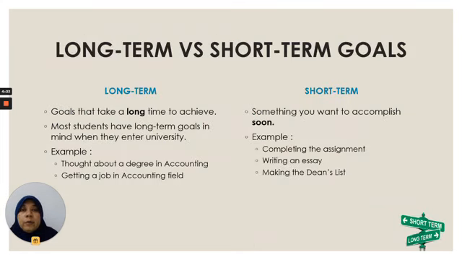So here's the difference between long-term and short-term goals. For the long-term, these are goals that take a long time to achieve, especially 2 or 3 years, or longer than that. So most students have a long-term goal in mind when they enter university. For example, they thought about a degree in accounting or a diploma in accounting and getting a job in the accounting field.